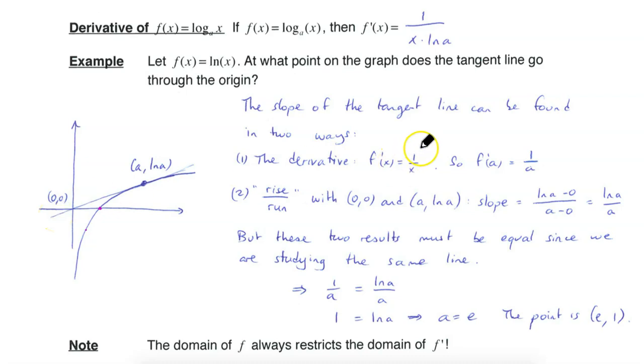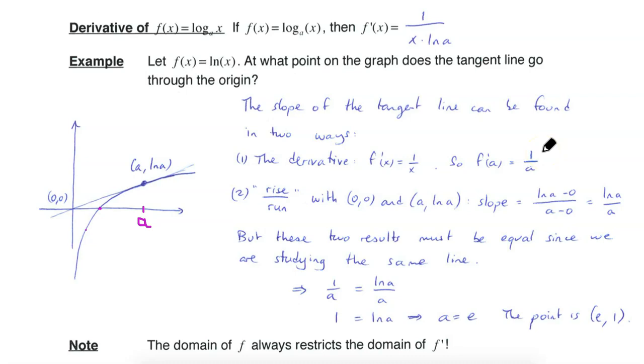The great idea in this exercise is to realize that there are 2 ways to describe what the slope of this line is. The first way is to think in terms of derivatives. That's what we've been doing all year. What's the derivative of y equals ln of x? It's 1 over x. So at that special point, a, ln of a, the slope is 1 over a.